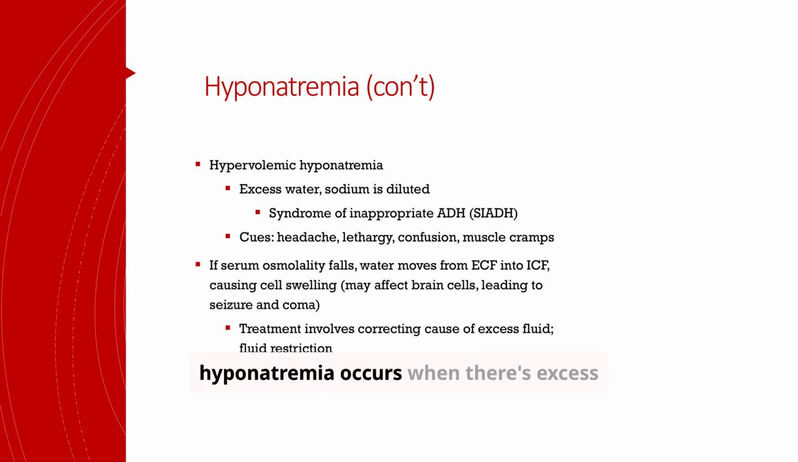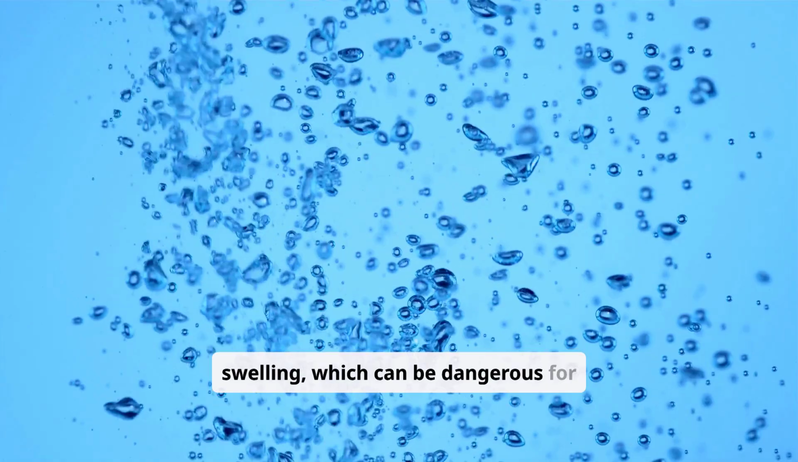Hypervolemic hyponatremia occurs when there's excess water, diluting the sodium concentration. This can be caused by SIADH. If serum osmolality falls, water moves into cells, causing swelling, which can be dangerous for brain cells.